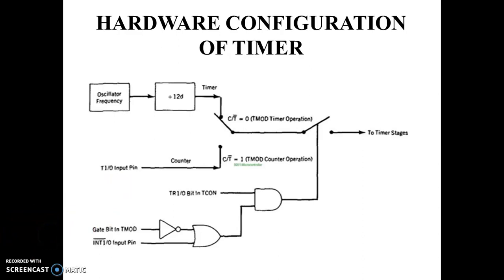So in order to start the timer, the respective TR bit should be programmed to 1, and if 1 and 1 are given to the input of the AND gate, obviously the output will be 1. So this switch gets closed. So the timer register is going to get all the clock signal from the oscillator frequencies.